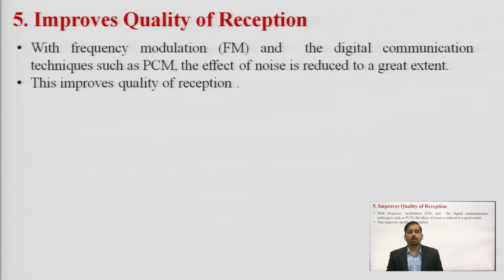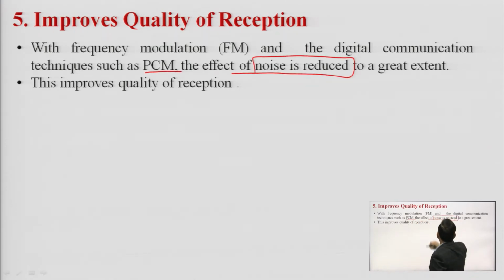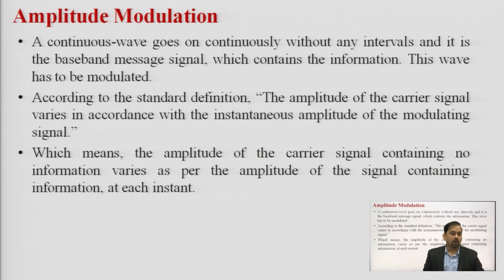After this, improves quality of reception. It has been observed that with digital communication techniques like pulse code modulation, PCM, the effect of noise is reduced to a greater extent. If the noise is reduced, then we can say that the quality of reception improves. The quality of signals received at the receiver side gets improved. So, this is the fifth point, improves the quality of reception.